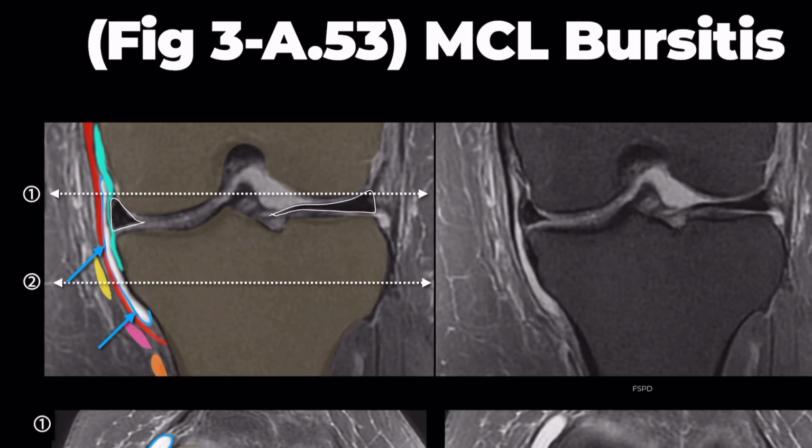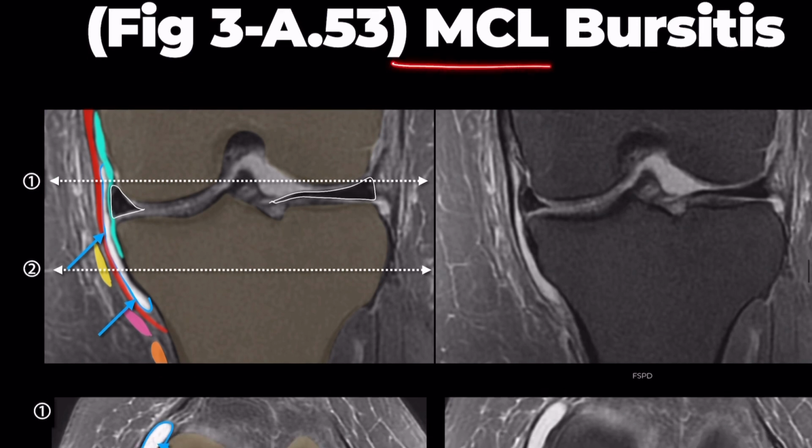In cases of MCL bursitis, the superficial MCL and deep MCL become more clearly delineated from each other.